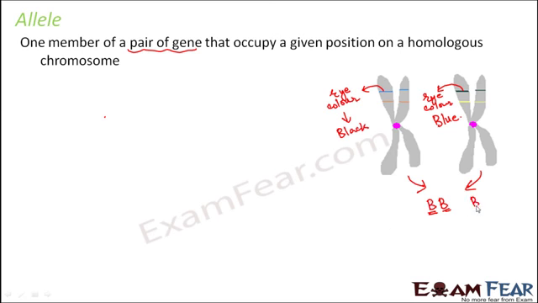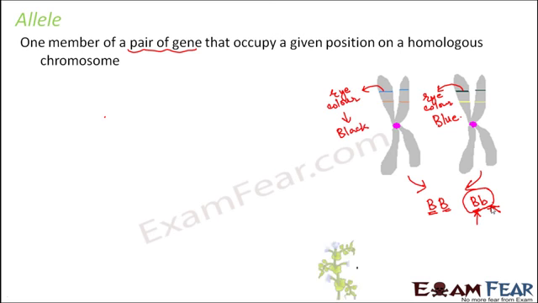Similarly, if it is capital B, small b, and we say that capital B is for black, small b is for blue. So, this is also a gene. This entire thing is a gene and each letter is an allele. So, an allelic pair forms a gene. Two alleles together form a gene. That is how it is.